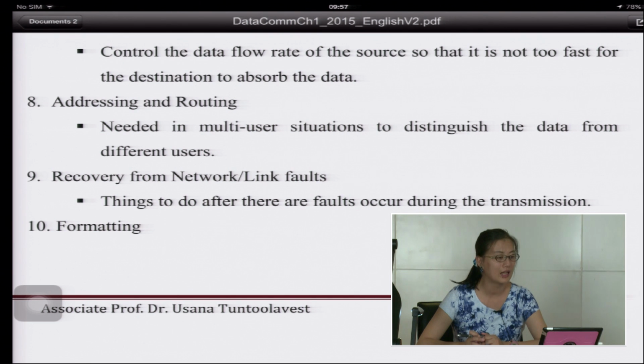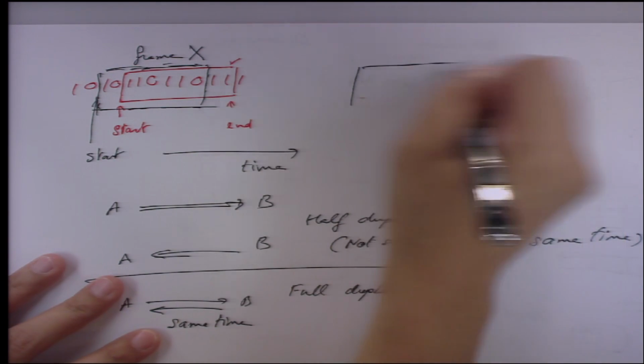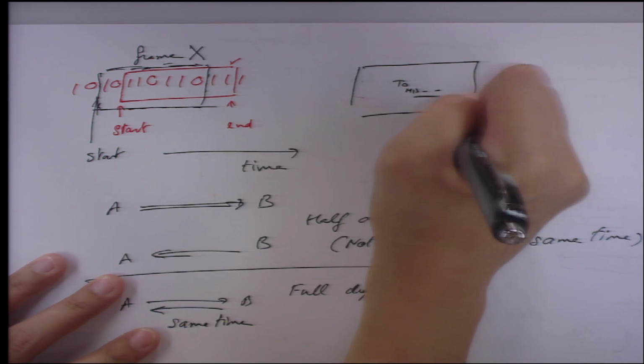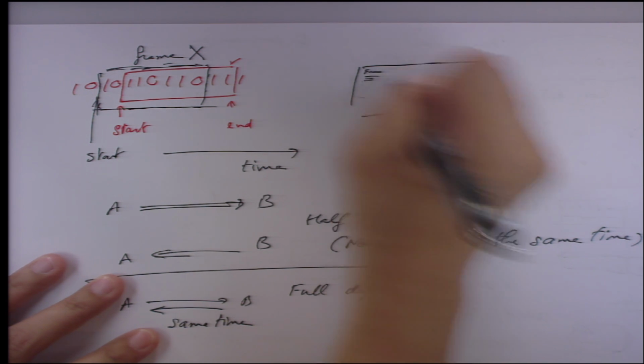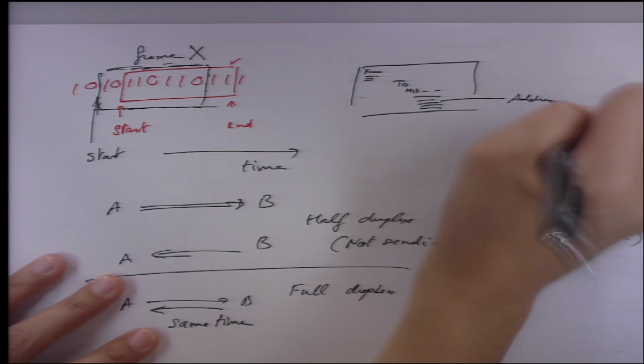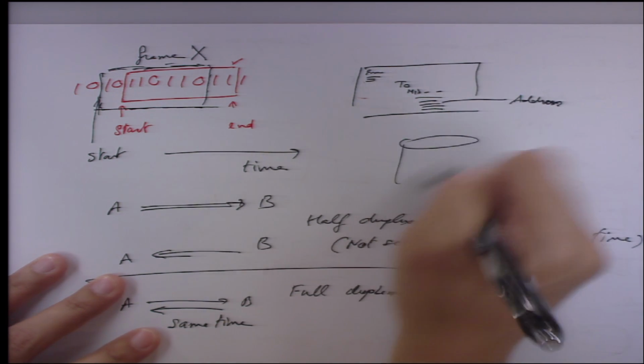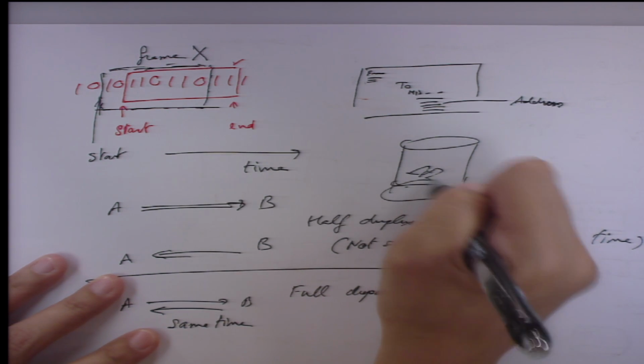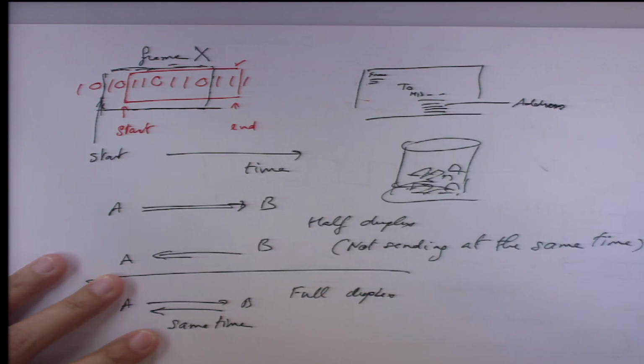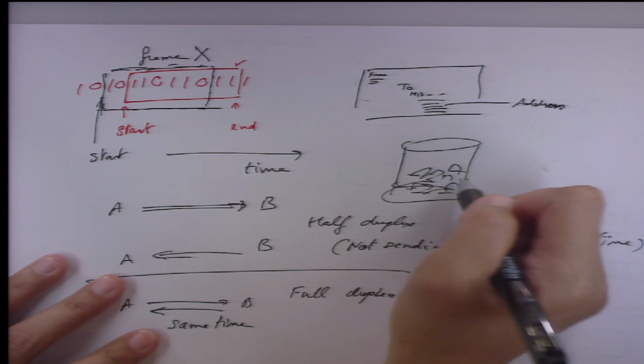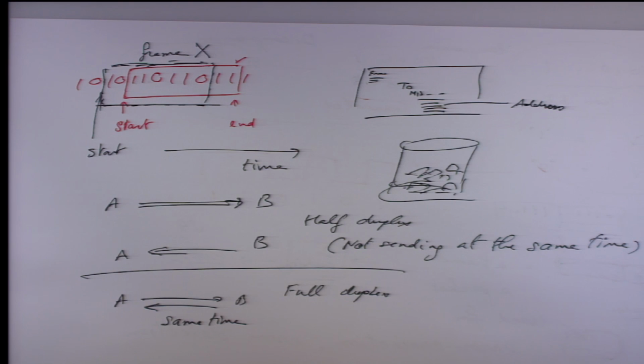8, addressing and routing. This one is needed for a multi-user situation, okay? Think of it as the snail mail that's sent with a mailman. There are many packages or many envelopes, right? The envelope has to have an address to someone, and from someone, okay? Because the mailman has a lot of envelopes and packages in his bag. Everyone has a different address, so the mailman can send to the correct destination. But if there's no address, they cannot send, right? Okay.